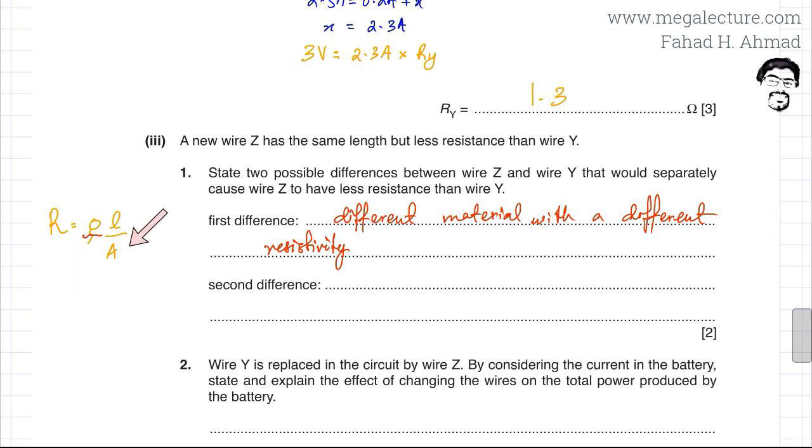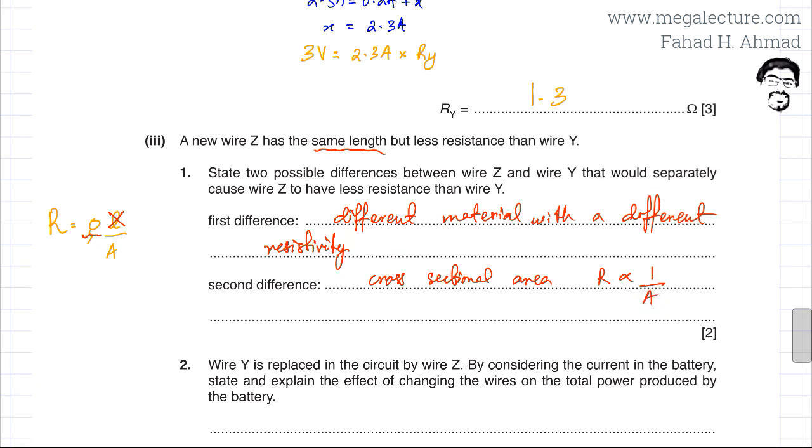So the bigger the cross-sectional area, which means the thicker the wire, the resistance would decrease. So state two possible differences. Now the problem is you're using the same length, so length would not be a factor. So it's either resistivity or you change the cross-sectional area. So the second difference would be the cross-sectional area. And you can also mention that resistance is proportional to 1 over A.